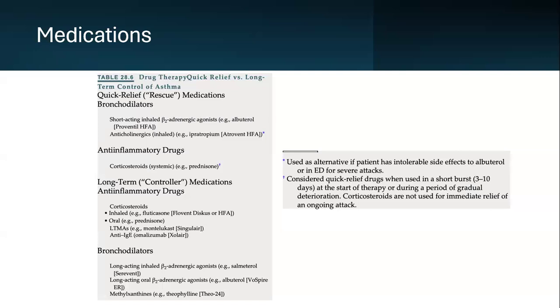For the long-term or controller medications, they work with anti-inflammatory drugs such as corticosteroids that can be inhaled, such as fluticasone, oral prednisone, LTMAs, anti-IgE, and also some long-term bronchodilators, such as long-acting inhaled beta-adrenergic agonists like salmeterol and also long-acting oral albuterol, and also methylxanthines or theophylline.